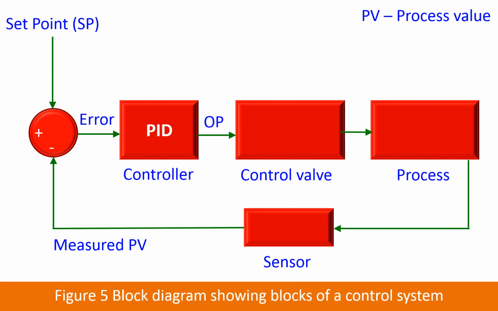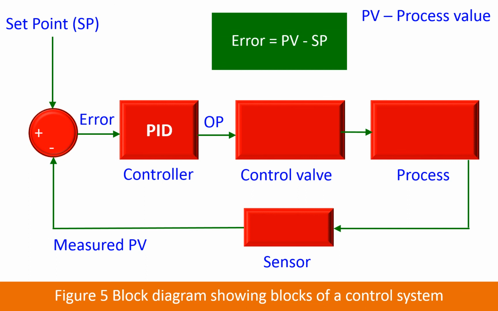The block diagram showing the blocks of a control system is shown in this figure. In most cases, the error term is used to calculate the controller output. The error is equal to PV minus SP, where PV is the process value and SP is set point. The variable that the control valve regulates is called the manipulated variable. This could be the feed flow or reflux flow in the case of a distillation column, or cooling water or steam or any other utility flow rate which has an effect on the process variable.